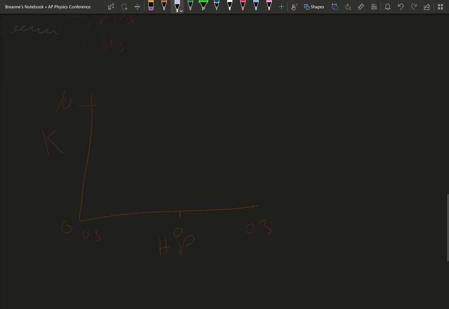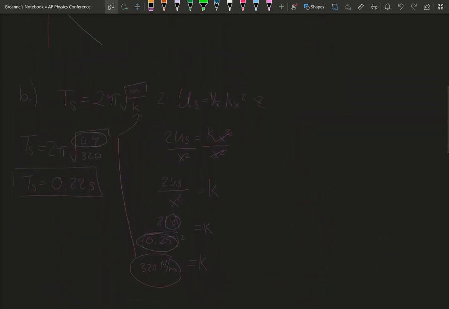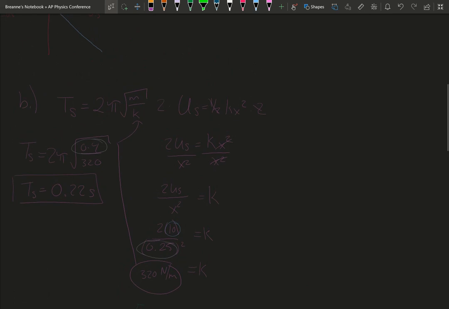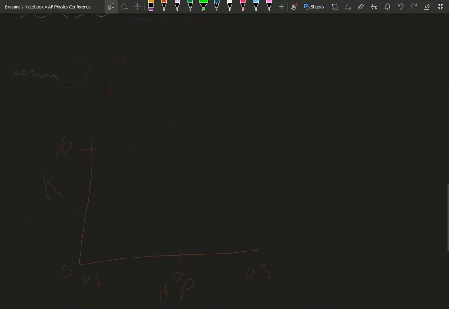Now, to figure out its max kinetic energy, you have to think about what would be its max spring potential. Well, we figured out its spring potential in our problem before. Our spring potential is given to us in the graph ahead. Your spring potential is only affected by the spring and how far you stretched it. It's not affected by the mass. So if you only change the mass, it's not going to change anything about your energy.